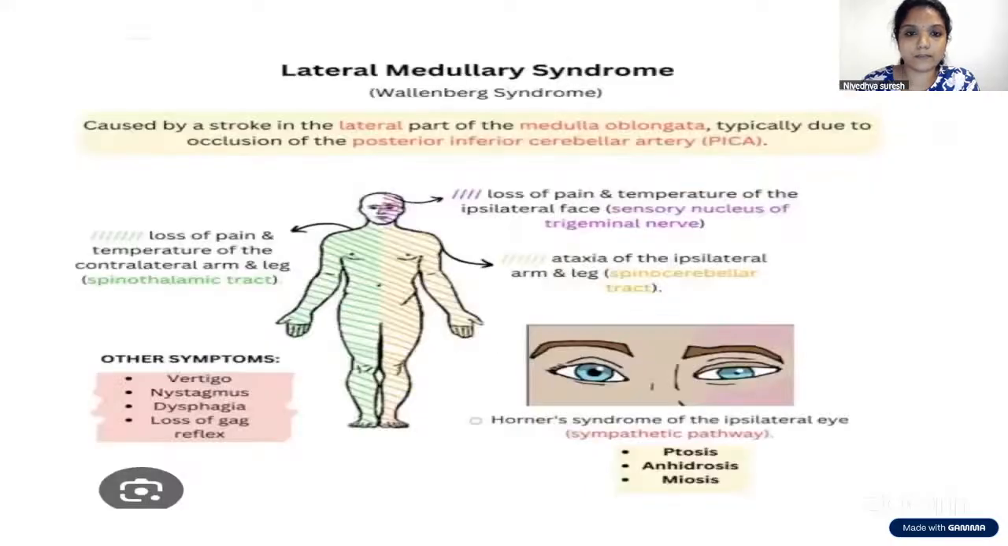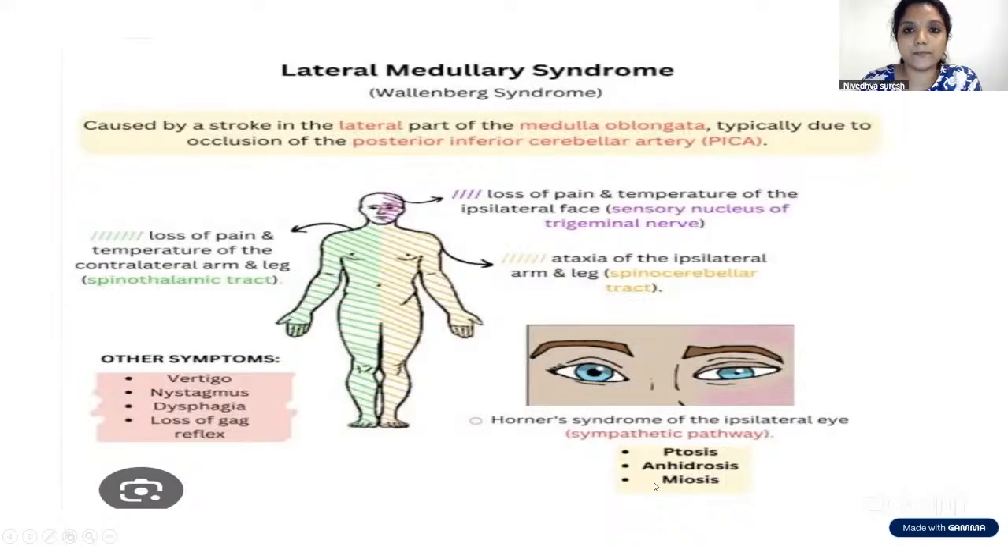So here you can see that due to stroke, the lateral part of the medulla oblongata is affected because of the occlusion of the posterior inferior cerebellar artery. So there will be, see here, loss of pain and temperature of the ipsilateral face, and loss of pain and temperature of the contralateral arm and legs. And Horner syndrome: ptosis, anhidrosis, and miosis.